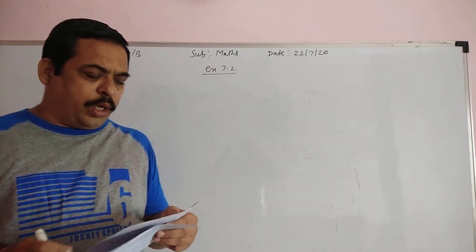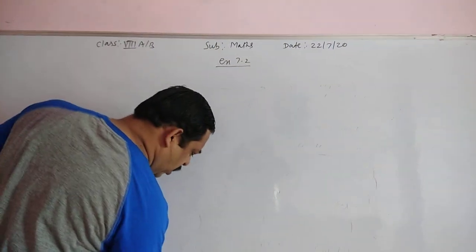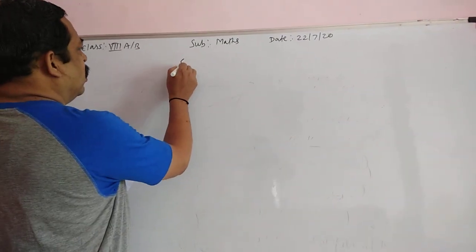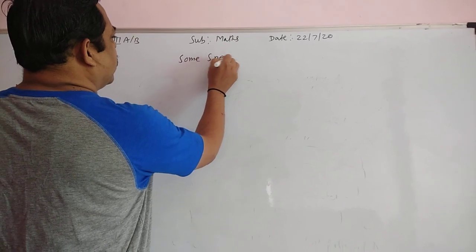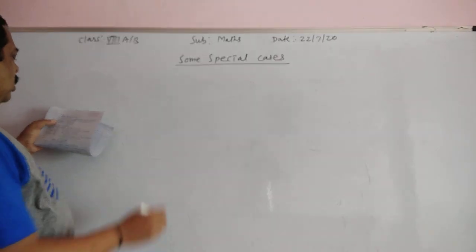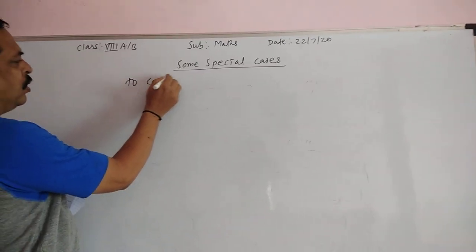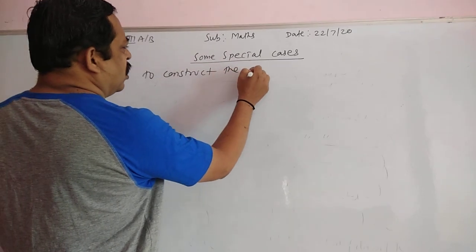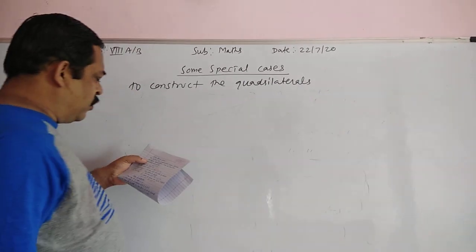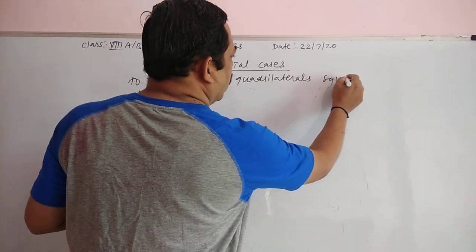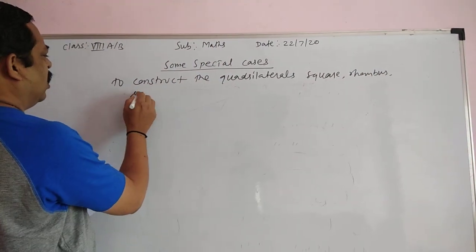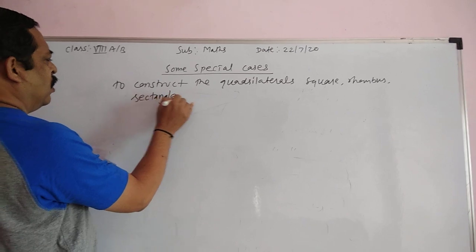Morning students, today we are going to consider some special cases to construct the quadrilaterals: square, rhombus, rectangle, parallelogram.